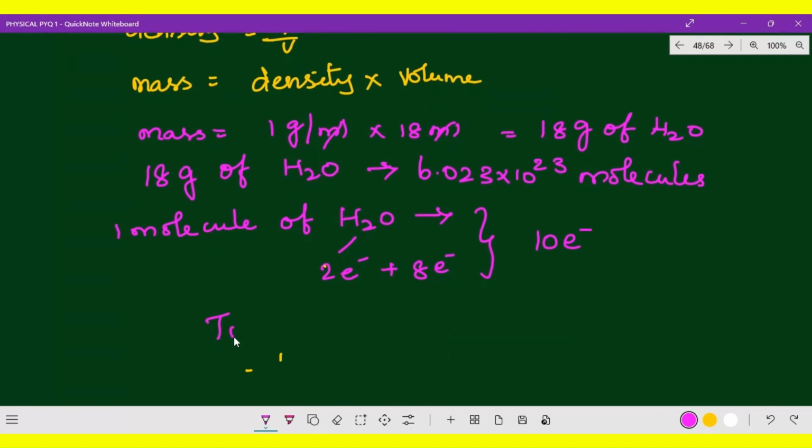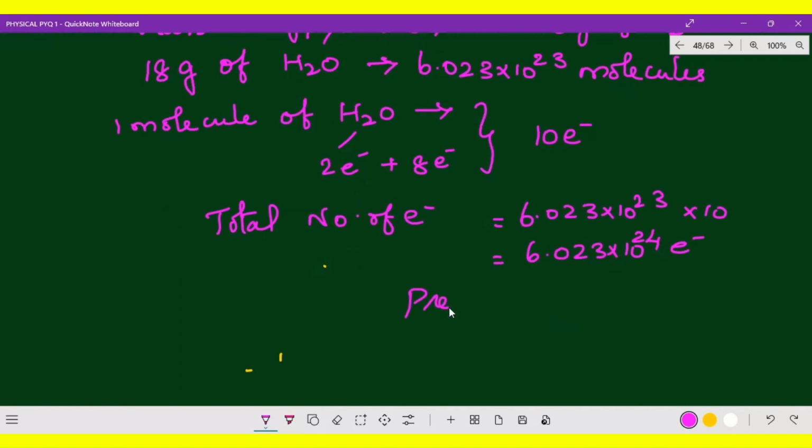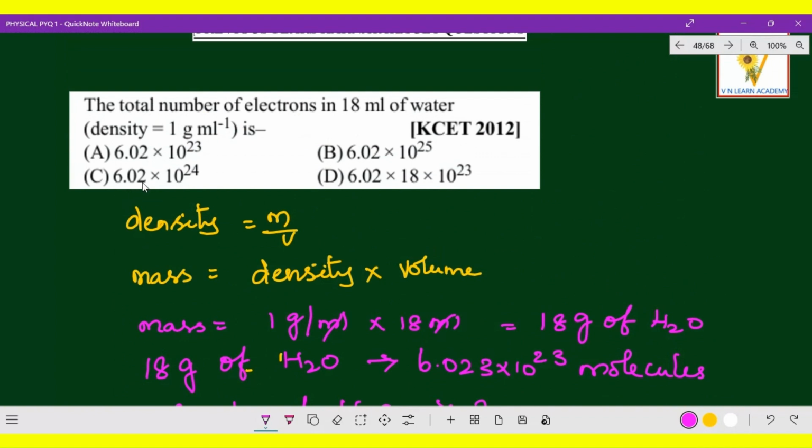So the total number of electrons equals 6.023 into 10 to the power of 23 into 10. So you will get 6.023 into 10 to the power of 24 electrons present in 18 ml of water. I hope you got the clarity. Come on, let us check the answer. Which is the correct option? 6.023 into 10 to the power of 24. Yes, C is the correct option. I hope you got the clarity. Come on, let's go to the next question.